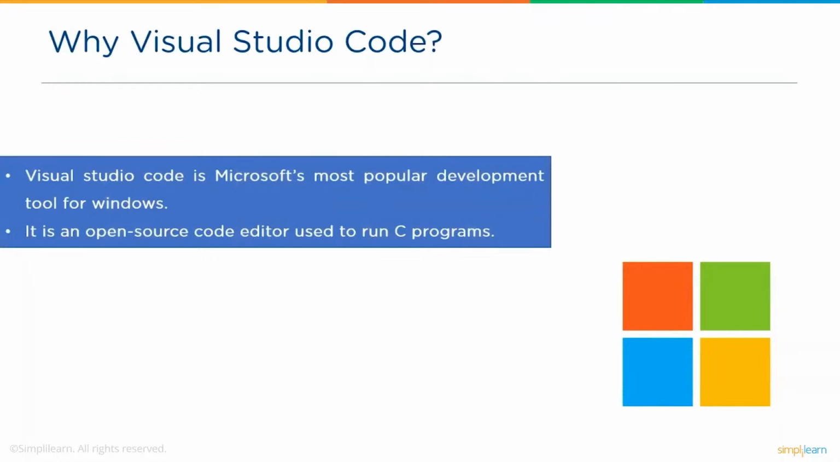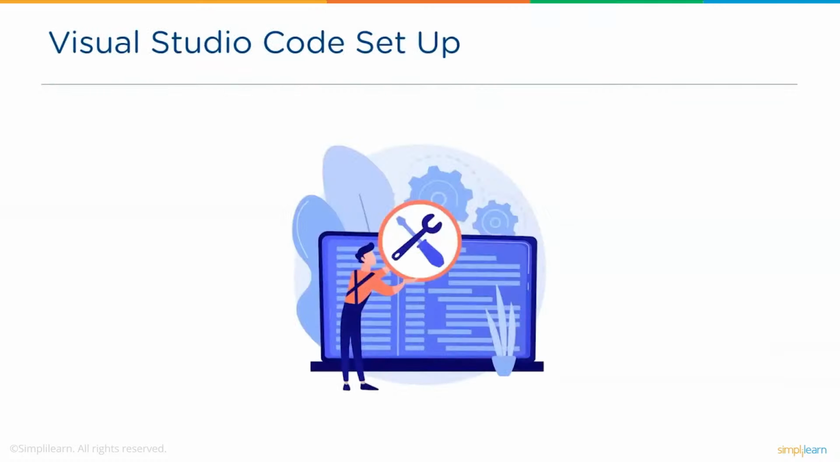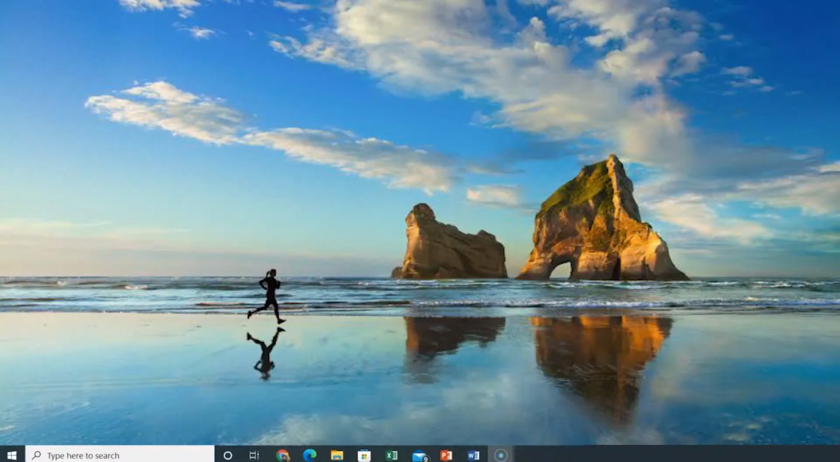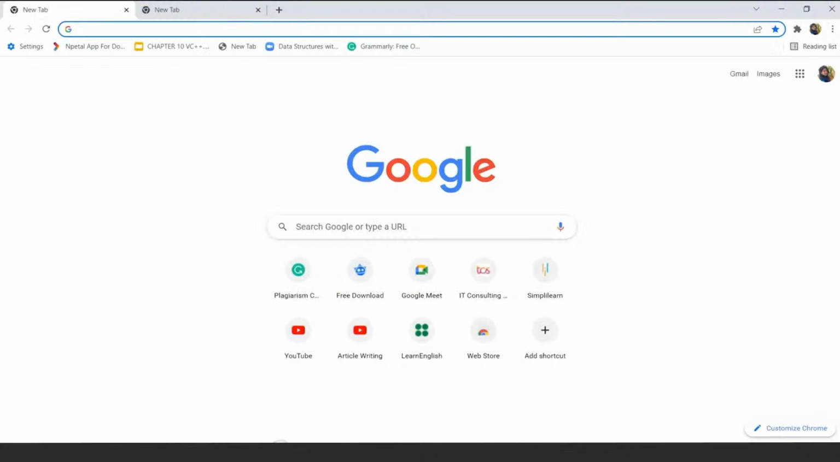Visual Studio Code is Microsoft's most popular development tool for Windows, and it is an open source code editor to run C programs. And it is also used in game development, web development, and many more. So without further ado, let's get started with the installation process. First, let us install MinGW, which compiles C programs. To install, let's open Google and search for MinGW C compiler.